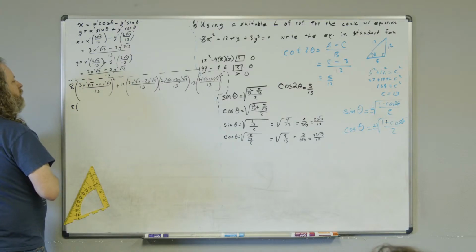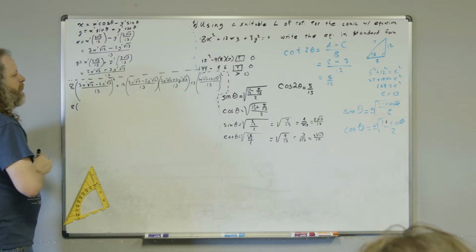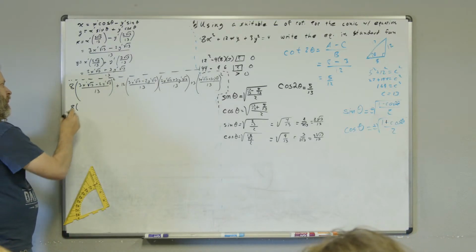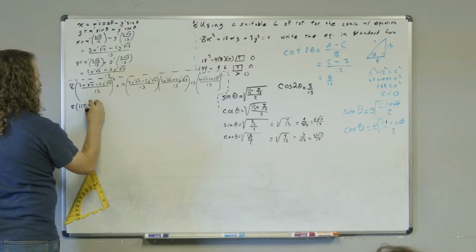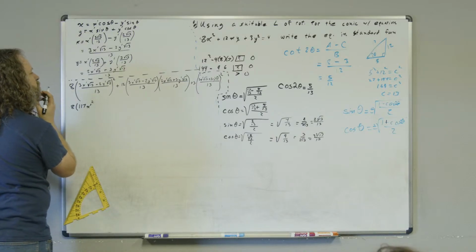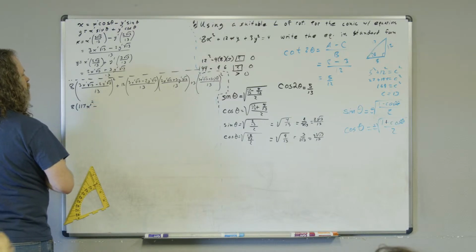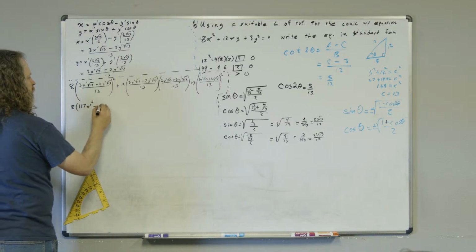3 squared is 9 times 13. What's 9 times 13? 117. 117 x prime squared minus 2 times 3 times 2 is 12, right?